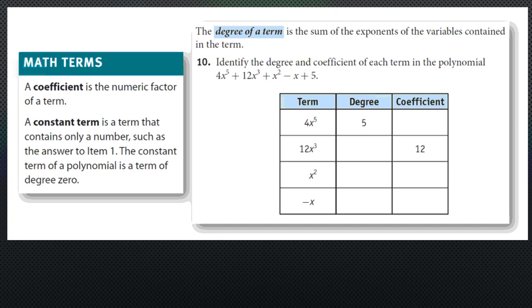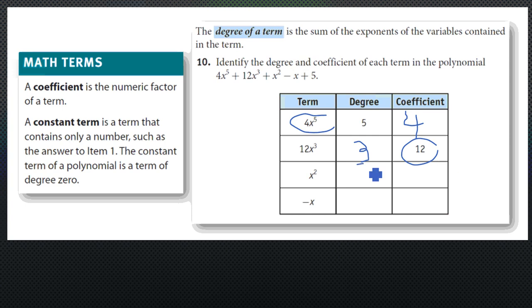Coefficient, remember, is the number next to the variable. So in this first box, for the term 4x to the fifth, the coefficient is a 4. It's a fifth degree because it has a 5 for an exponent. The second line here is a third degree, or cubic, 12x to the third, and our coefficient is 12.